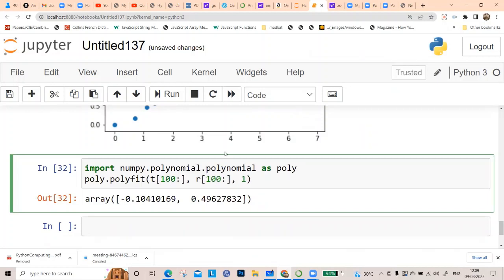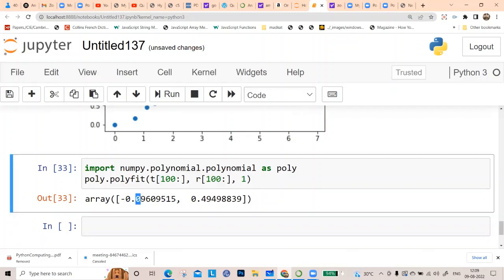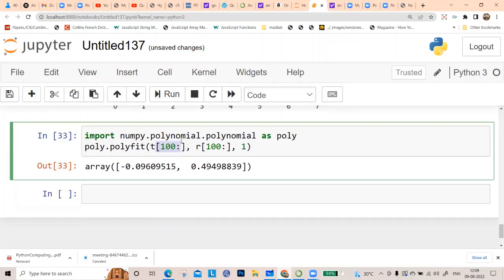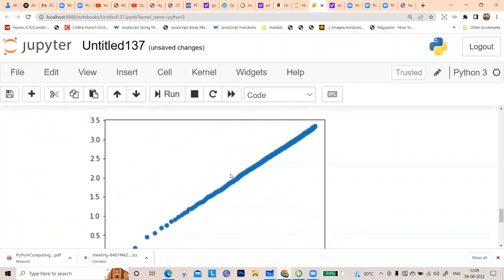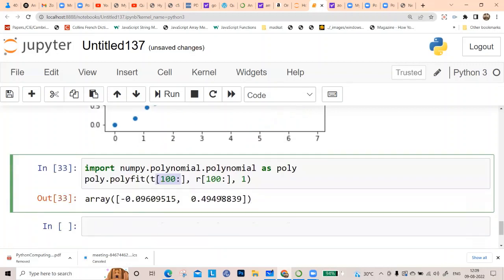We could discard. Yes, you see this value is closer to 0 now. So this way you can do lots of experimentation. Anyway, so this is a polyfit. If you want, you can fit the entire data, but I have the choice of discarding the initial few points and so on.